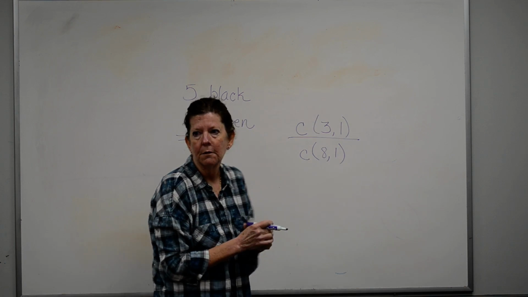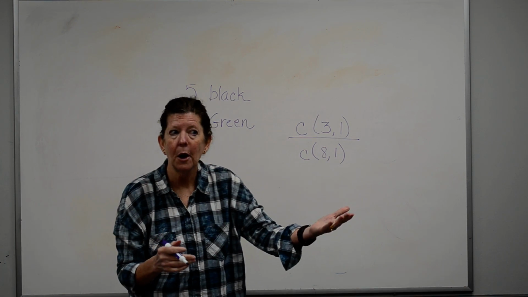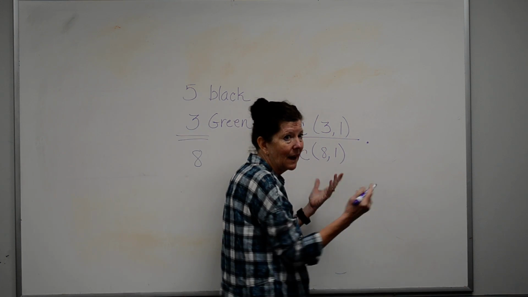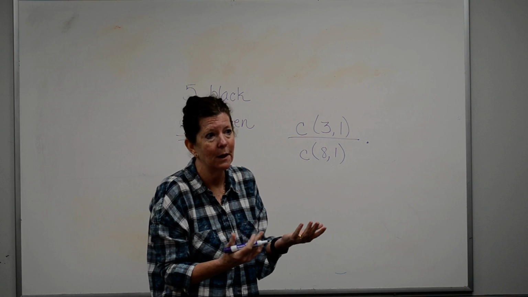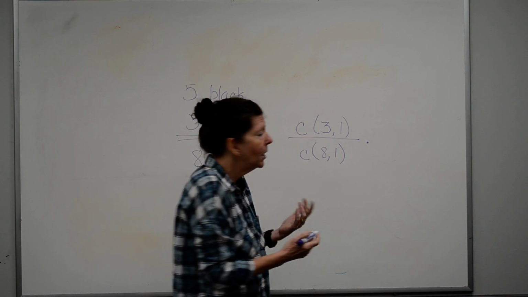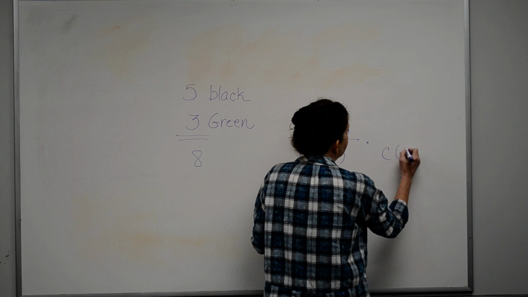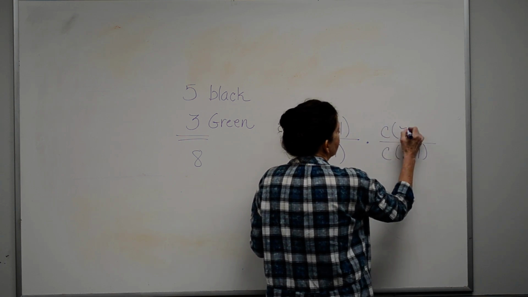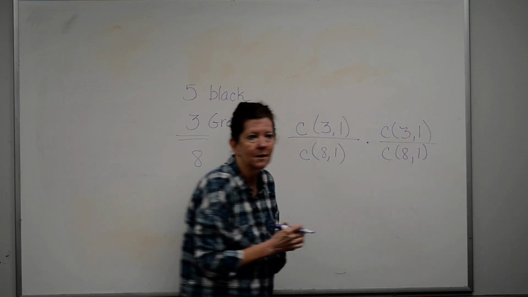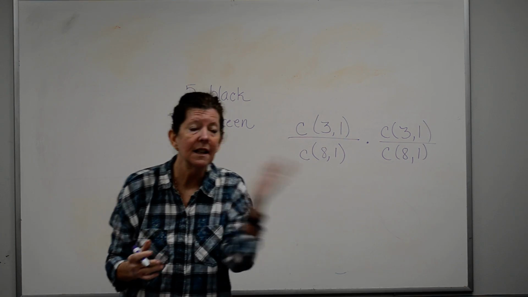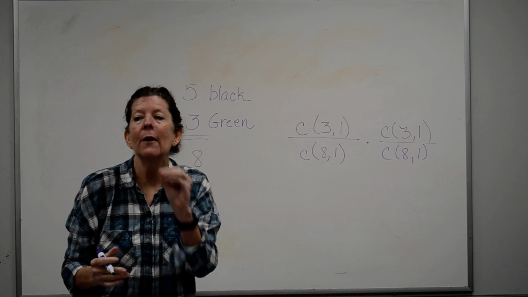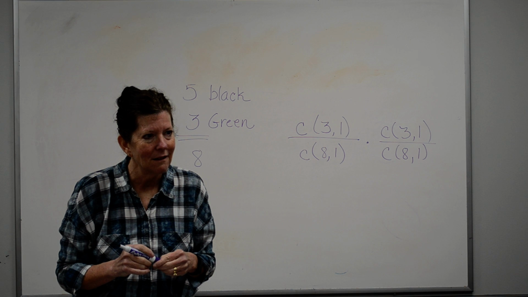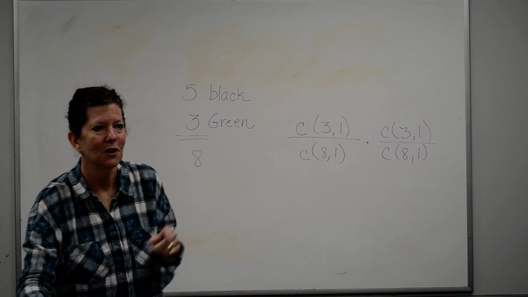That's for student 1. Student 1 puts the ball back. So the second student has the exact same probability of selecting a green ball. So it's the combination of 8 things taken one at a time underneath the combination of 3 things taken one at a time, right? Because one event does not affect the other one. Now, if that person had not put it back, that would be different. We're going to talk about that in a minute.